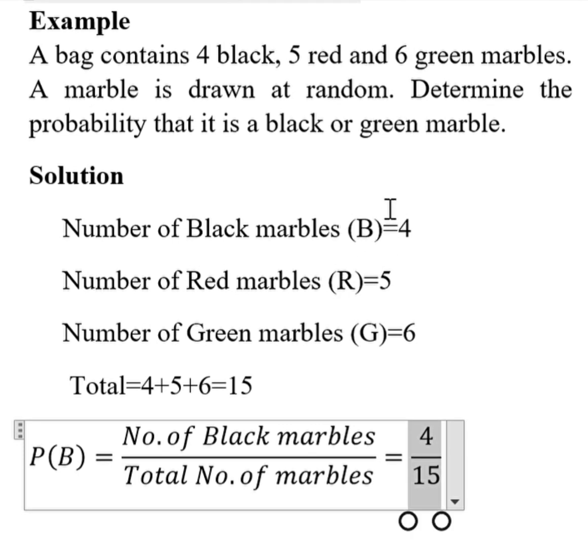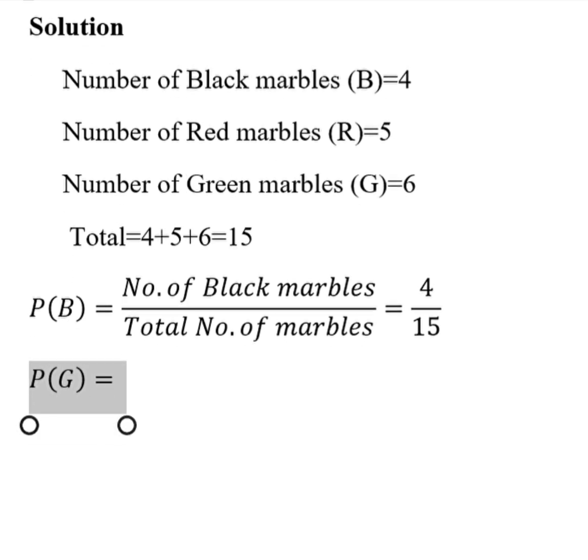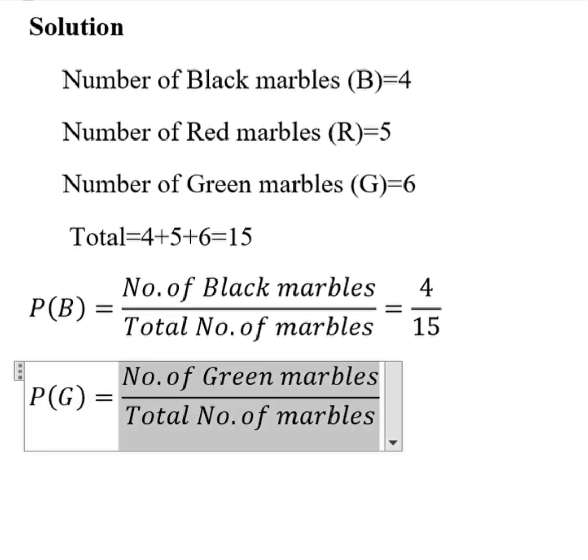Similarly, we can determine the probability that a green marble is chosen by saying the probability of choosing a green marble is given by the number of green marbles over the total number of marbles. You can see the number of green marbles here is 6, so the probability will be 6 over 15.